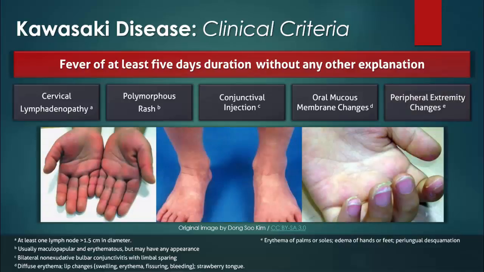About 1 week into the illness, the hands and feet may become diffusely swollen with erythema of the palms and soles. Desquamation of the skin occurs about a week or 2 later.